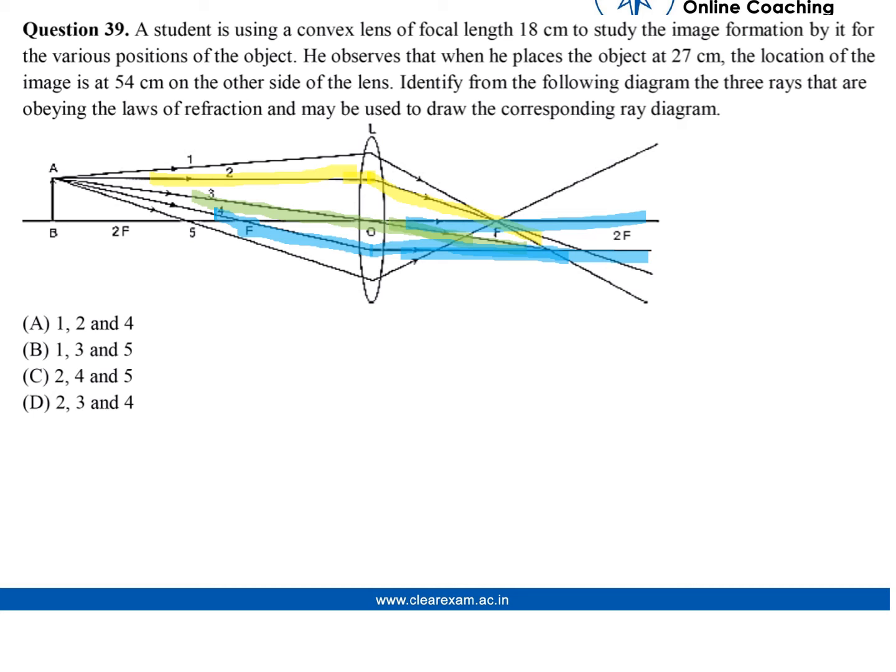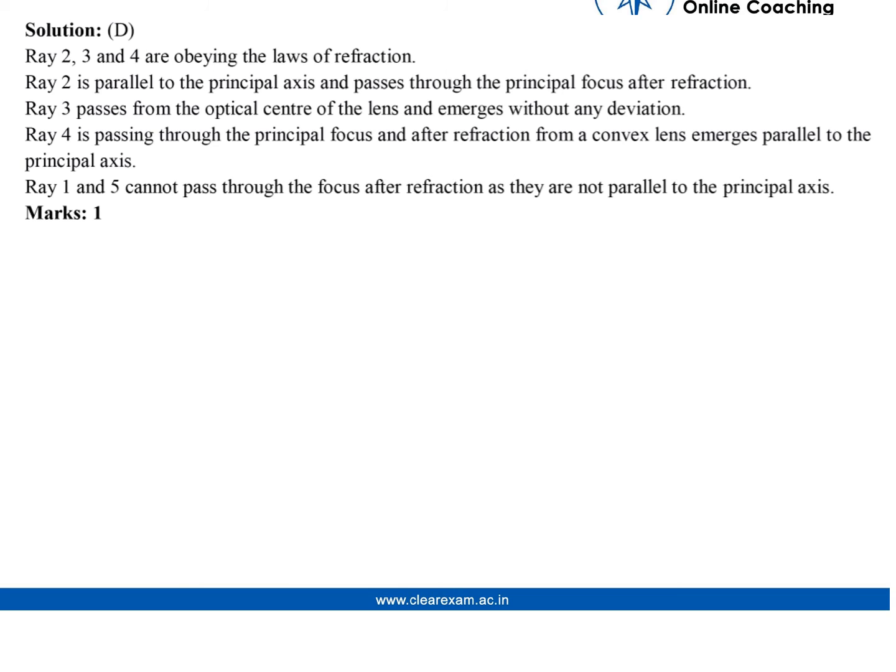So let's verify it from the solution also. Yes, D is the solution. That is, rays 2, 3 and 4 are obeying the laws of refraction. These are the reasons that I have already explained: ray 2 is parallel to the principal axis and passes through the principal focus after the refraction.